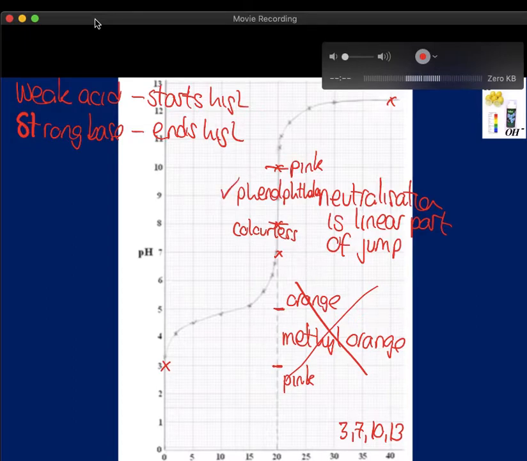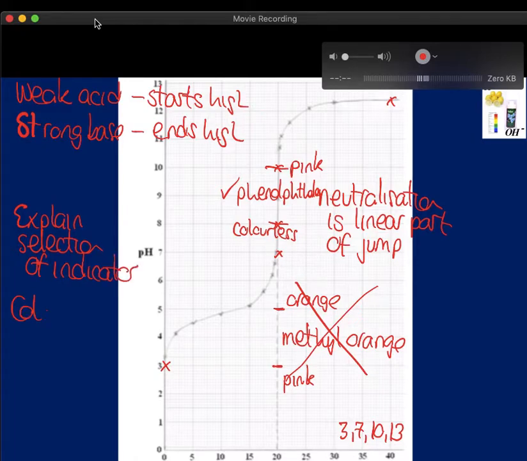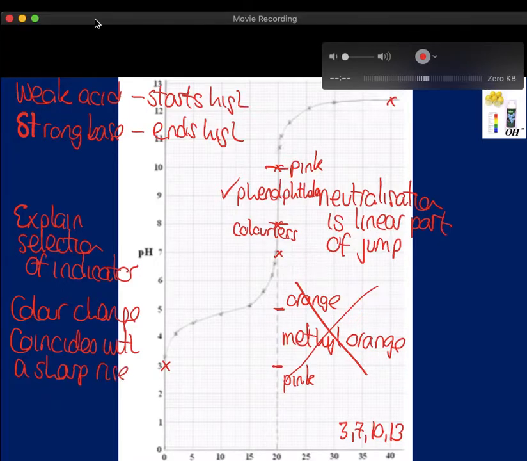And again, if they ask you to explain your selection of indicator, it's the same words as we had for strong acid, strong base. We're saying the color change coincides with a sharp rise on the graph. So this is the graph that's on page 154. Okay, so starts high, ends high, and we have 3, 7, 10, 13 are going to be hit every time.